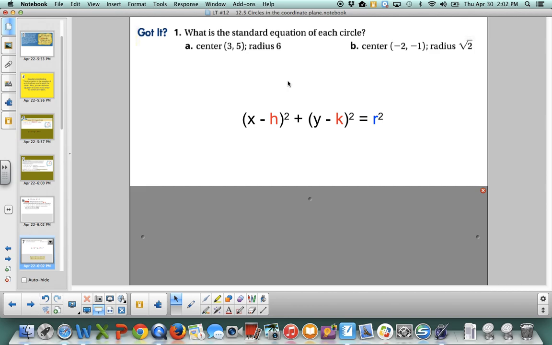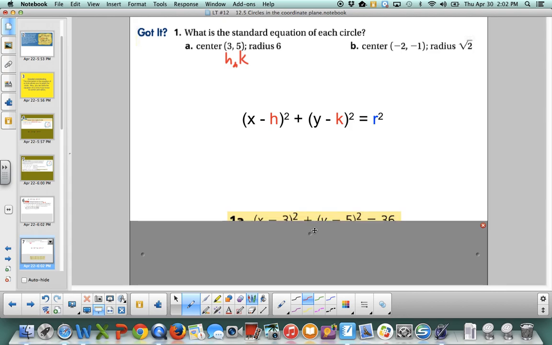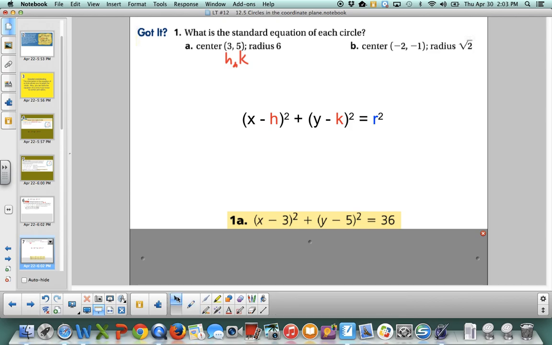Okay, now that you've tried both of these, let's look at this. In this problem, h is 3 and our k is 5. Our radius is 6. So in our equation here, we plug in 3 for h, right here. We plug in 5 for k, right here. And we plug in 6 for r. And when we solve that, we'll get x minus 3 squared plus y minus 5 squared equals 36. 36 because we had to square the 6. Yes, it is that easy.